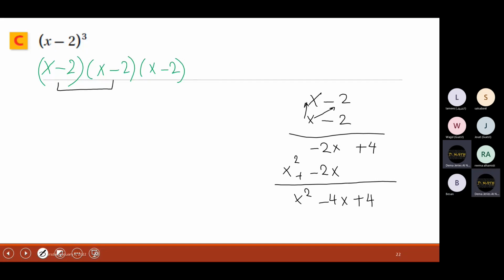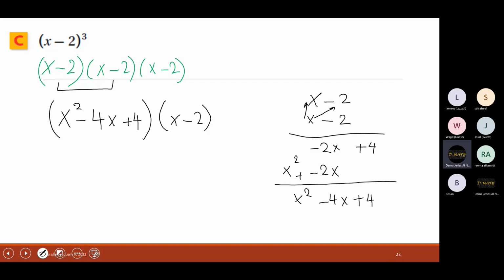Yes. You multiply them together by the vertical way, and you get the product x squared minus 4x plus 4. Then the product of x minus 2 times x minus 2, I will multiply now with the third x minus 2. Did you get the idea now? Yes. Like you multiply 3 times 5 times 2. First of all, you multiply 3 times 5. The product of them, you multiply by 2. Here, you multiply x minus 2 with x minus 2. The product of them, you multiply with the third x minus 2.